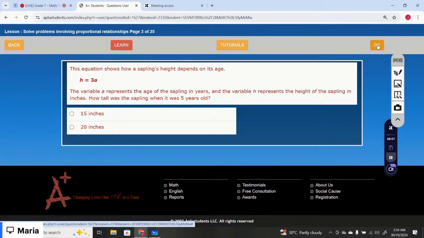This equation shows how a sapling's height depends on its age. h equals 3a. The variable a represents the age of the sapling in years, and the variable h represents the height of the sapling in inches. How tall was the sapling when it was 5 years old? So, which is the correct option?